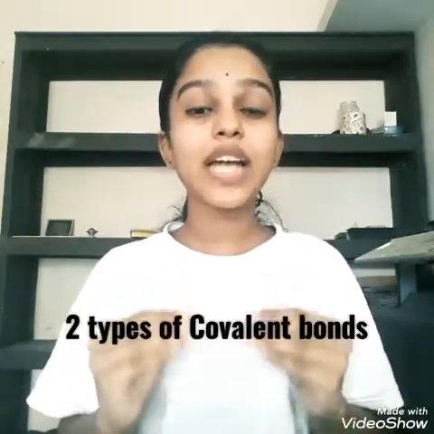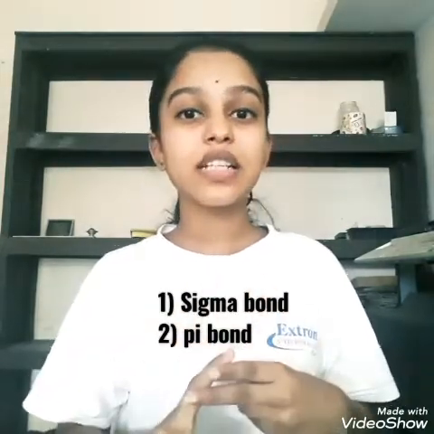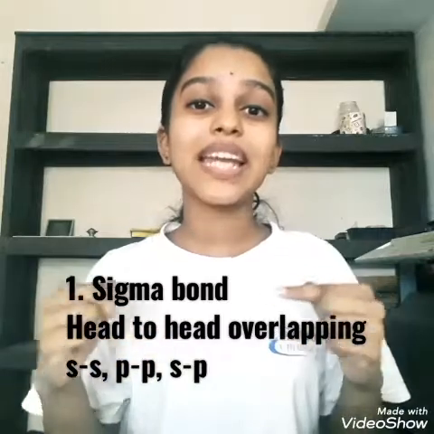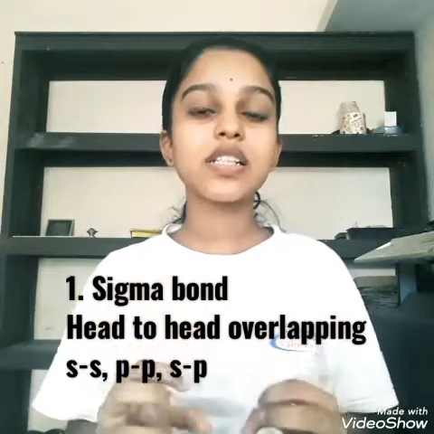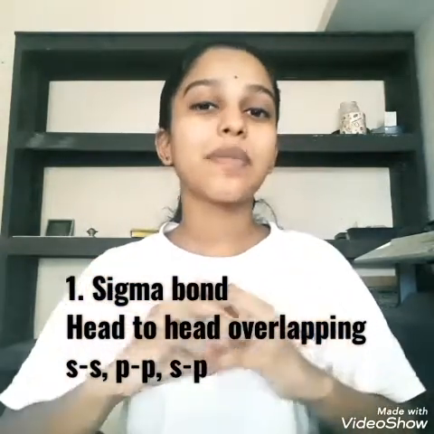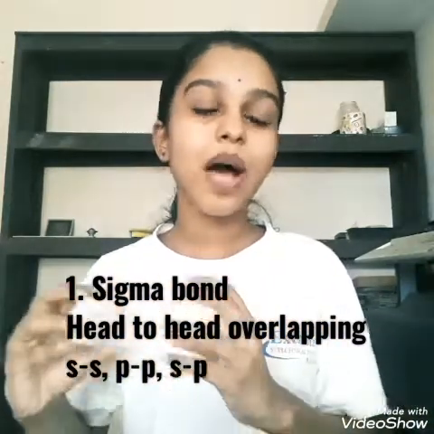Now, based on the manner in which these atomic orbitals overlap, there are two types of covalent bonds. The first one is sigma bond and the other is pi bond. The sigma bond is formed when the two atomic orbitals are overlapping in head-to-head or end-to-end fashion. For example, if we are considering the case of overlapping between two s orbitals, that will be always in head-to-head fashion. So it is a sigma bond.